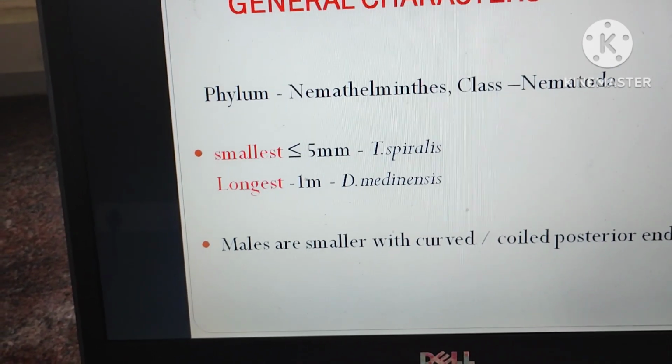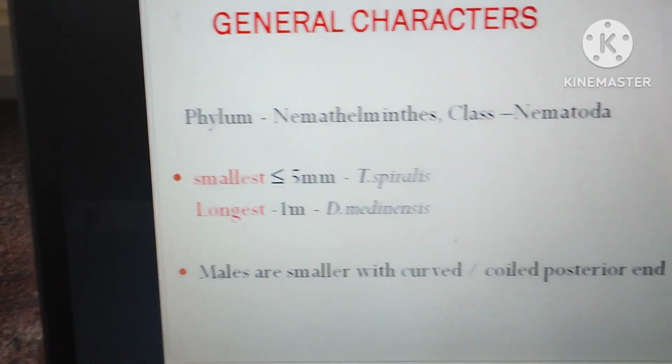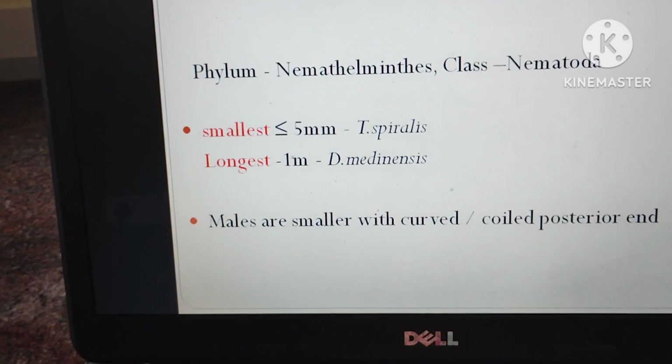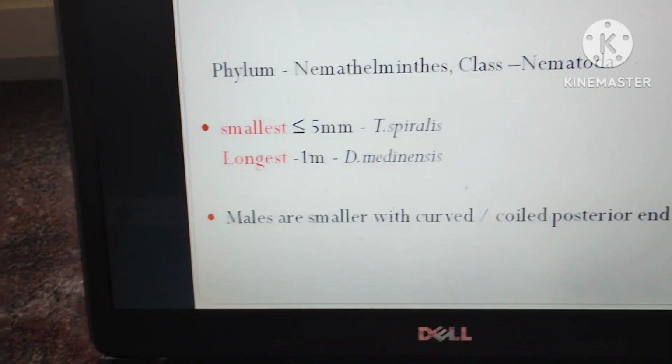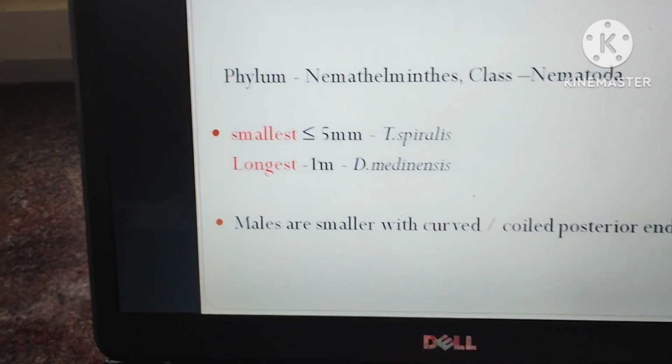The males are usually smaller. The anterior end will be curved, whereas the posterior end will usually be coiled. Generally, in all the worms, the anterior end will be curved and the posterior end will be coiled.